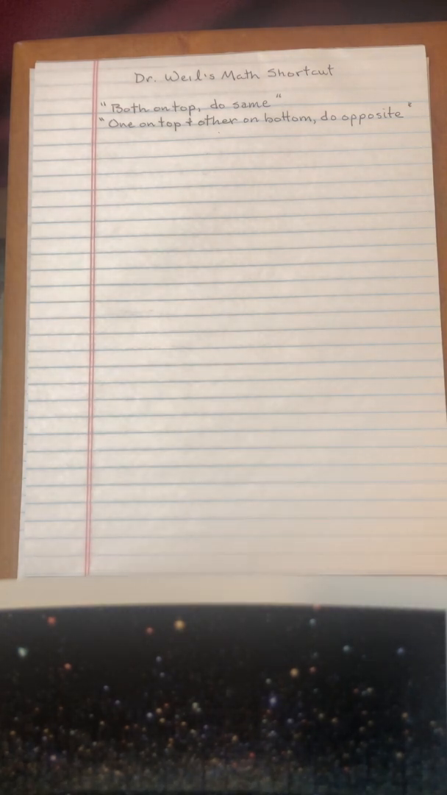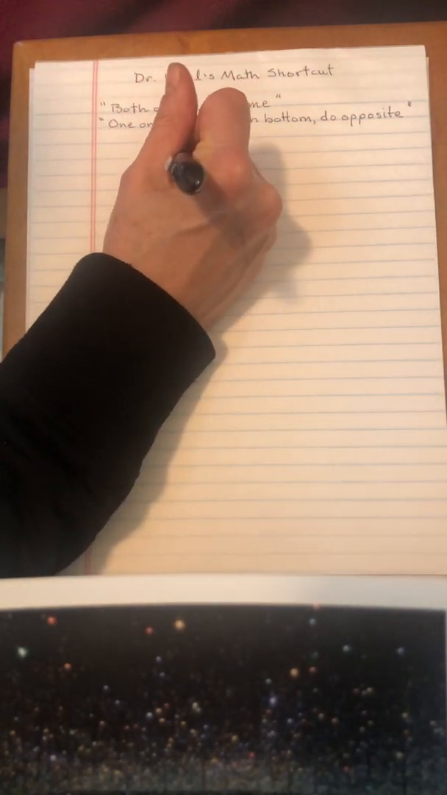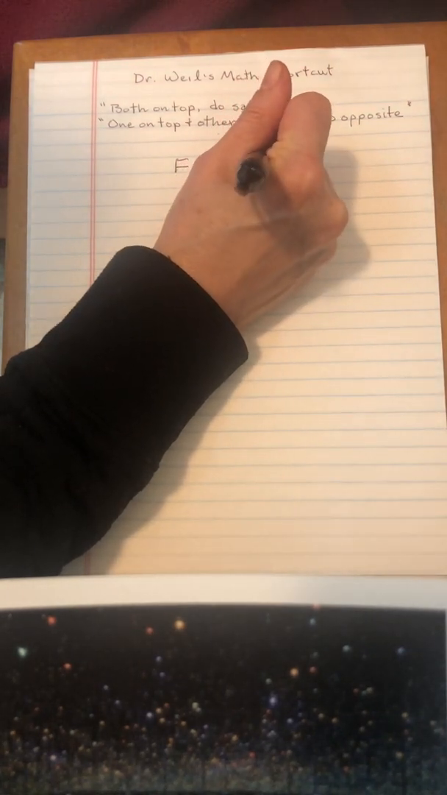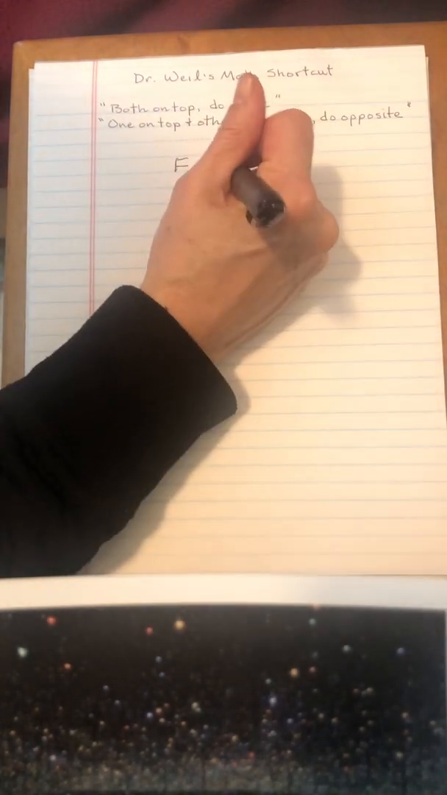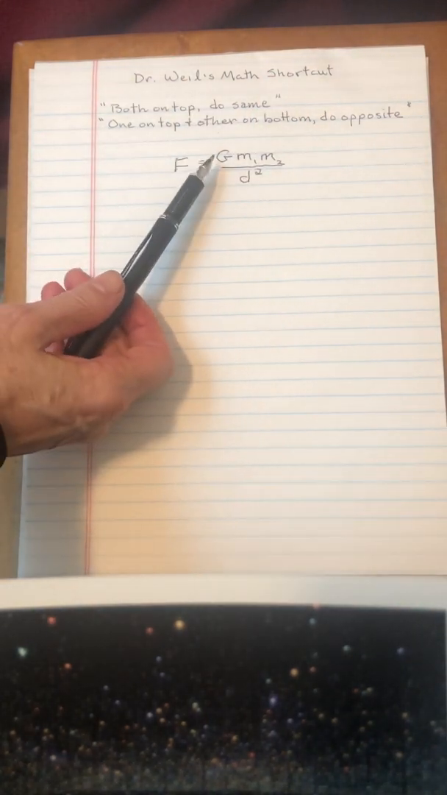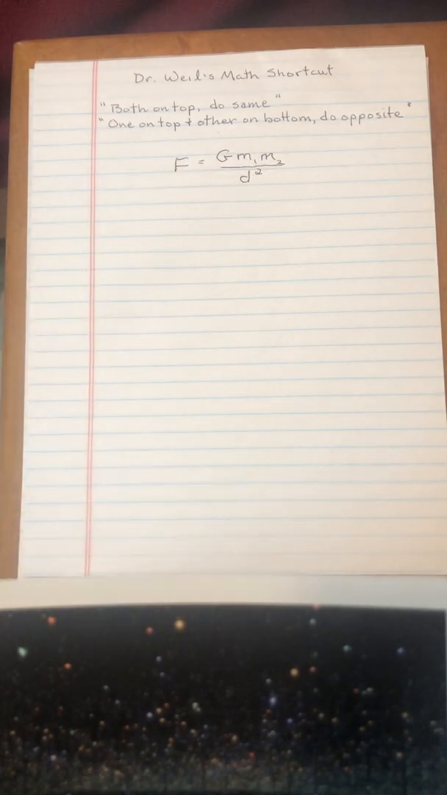So let's start using an equation. We'll use Newton's universal law of gravity. It says that the force of gravity is equal to the gravitational constant G times the mass of one object times the mass of the other object, and then it's divided by the distance between the two objects squared. So force is equal to gravitational constant times the mass of one object times the mass of the other object divided by the distance between the two objects squared.